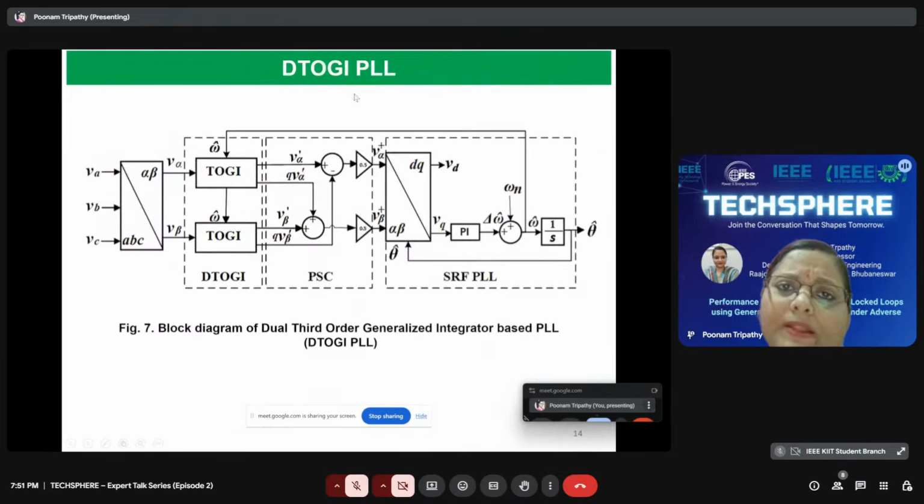Now this represents one of the advanced PLLs, known as the D-TOGI PLL, which means dual third order generalized integrator based PLL. As the SOGI based filter had two integrators, by adding one more integrator it was found that it led to enhanced filtering ability. Ultimately it led to higher disturbance rejection capability than that of the SOGI filter. Similarly, in D-TOGI, two TOGI filters have been utilized for the extraction of the grid phase angle parameter for the achievement of faster grid synchronization.